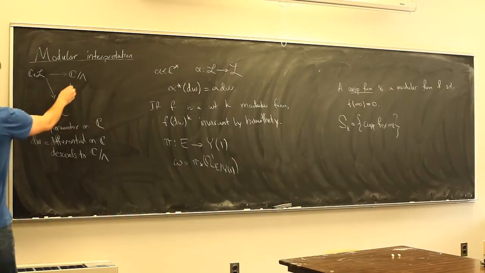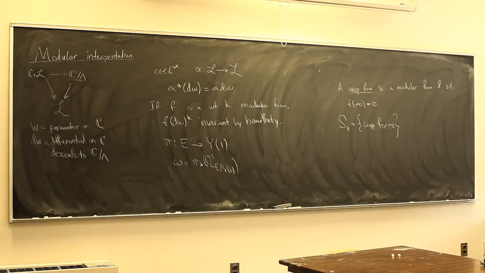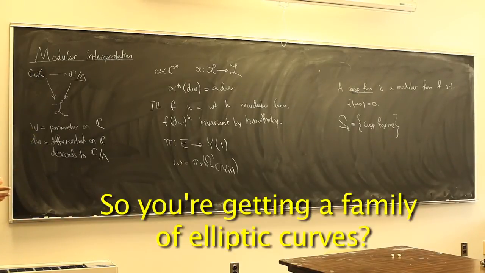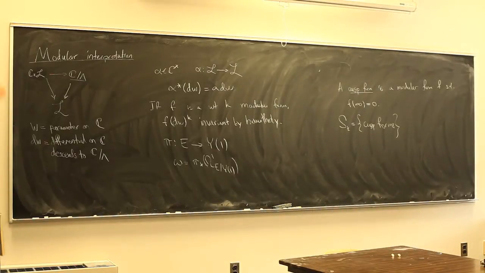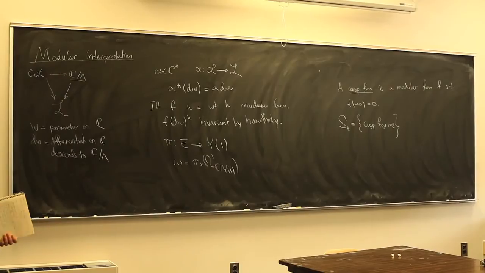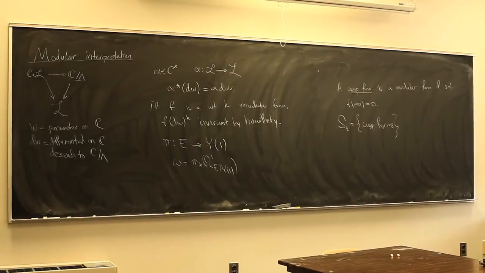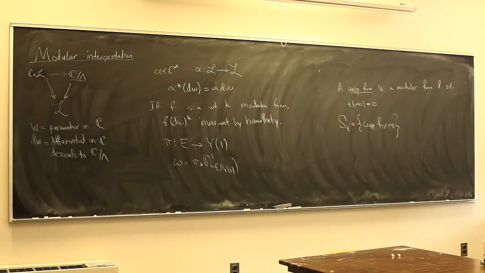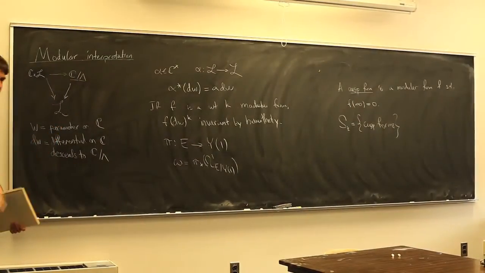Are you worried about this thing here? This is just a notational problem. I mean, I don't know how to say this in a nice way. This is a trivial vector bundle, and we have some family of lattices inside of it. It's not good notation, but yeah, this is just a family whose fiber over lambda is that elliptic curve.